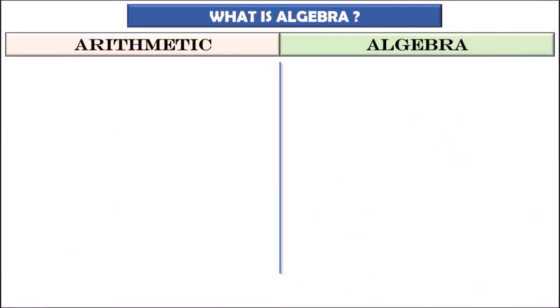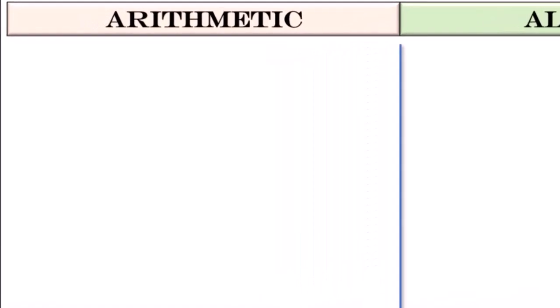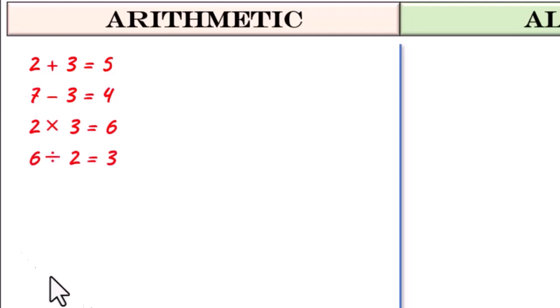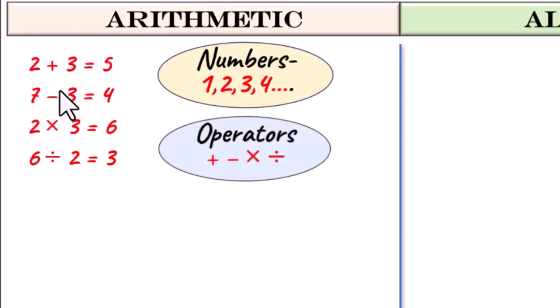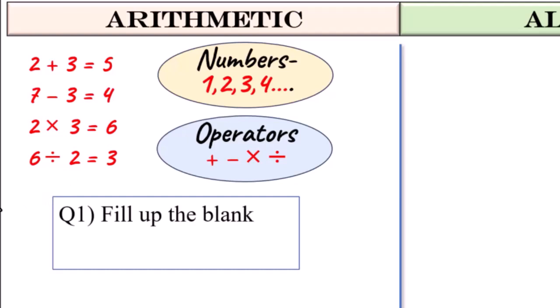In arithmetic, we do calculations using numbers and operators. For example, 2 plus 3 is equal to 5, 7 minus 3 is equal to 4, 2 into 3 is equal to 6, and 6 divided by 2 is equal to 3. So we see that in arithmetic, we use two elements, numbers like 1, 2, 3, 4 and operators like plus, minus, multiplication and division.